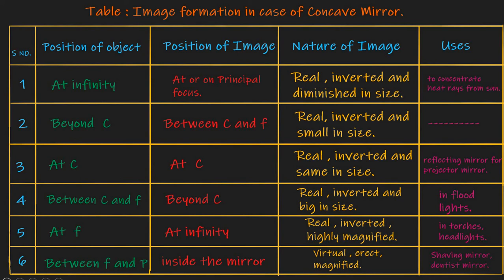Erect means if object is above principal axis, image also forms above principal axis. And in this case, image is magnified. But out of the 6 cases of image formation, the highest magnification of image is seen when object is placed at principal focus.